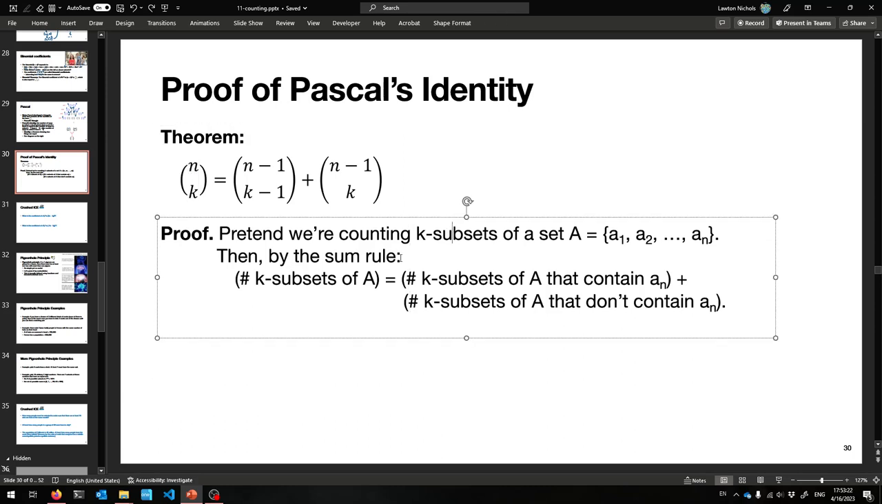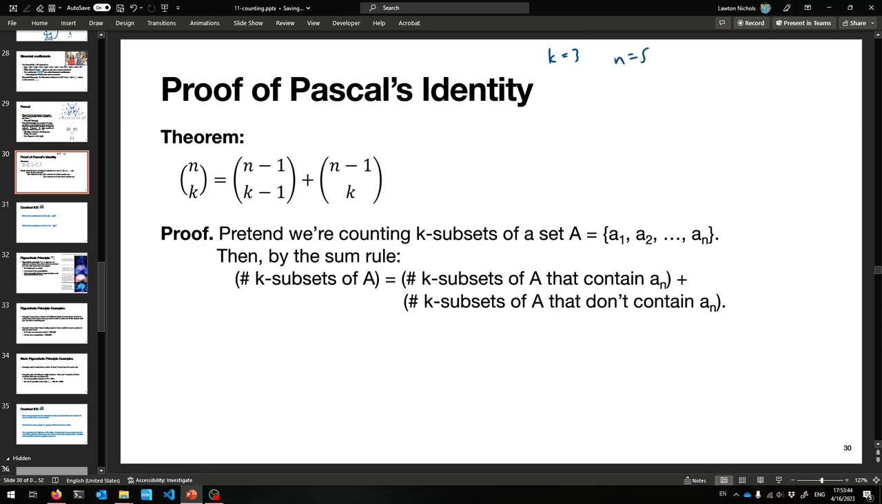And then, here's what I'm going to show you. Here's what I'm going to prove to you. The number of k subsets of A can be split in a certain way. It can be split on one of the values. And let me use an example to prove that to you. So this is kind of hand wavy, but you can make this very precise.